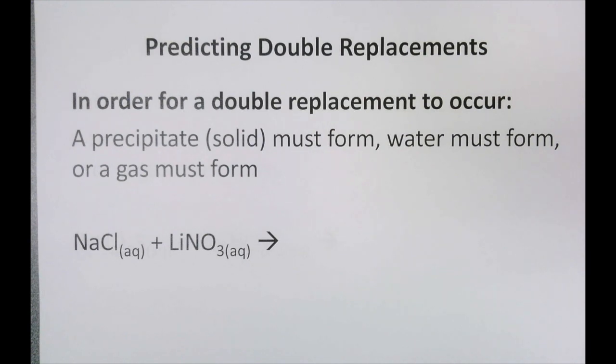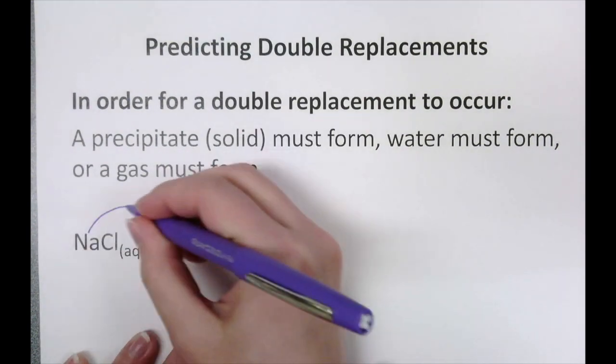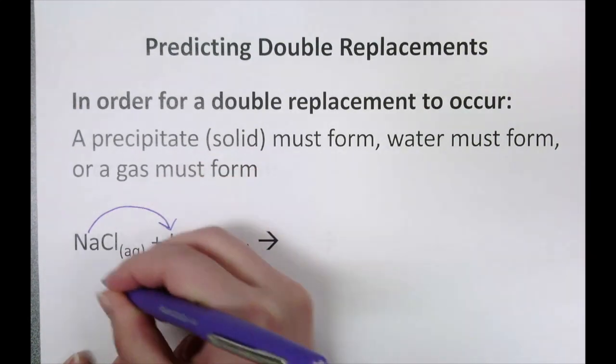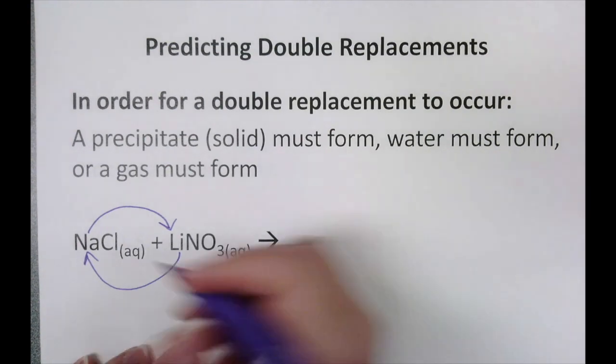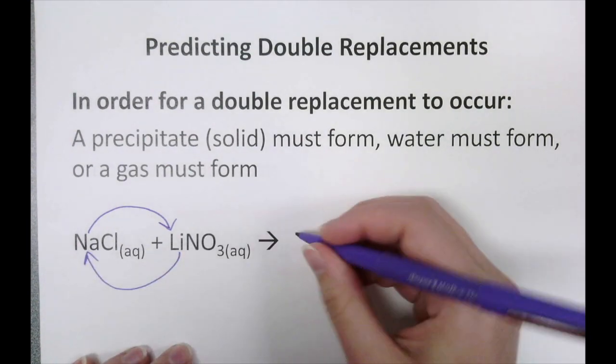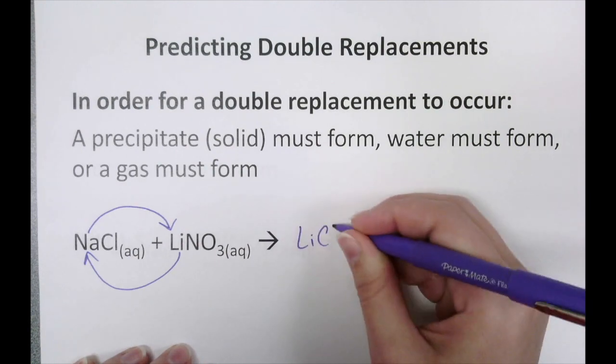So if this is indeed a complete double replacement reaction, we know that sodium and lithium are going to trade places. So we're going to end up with lithium chloride at the end as one of our products.